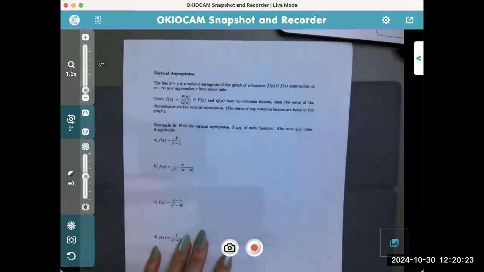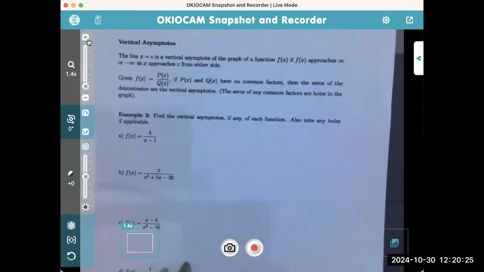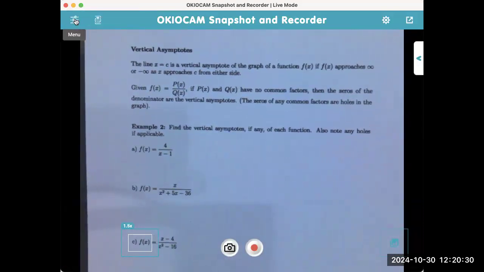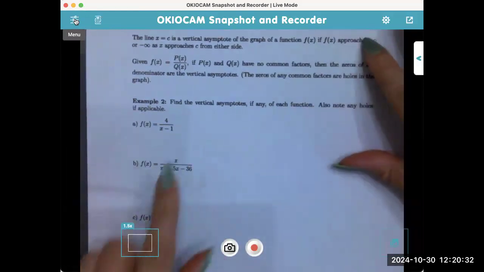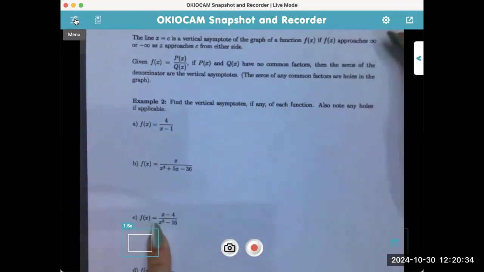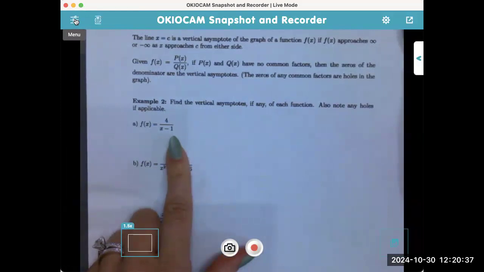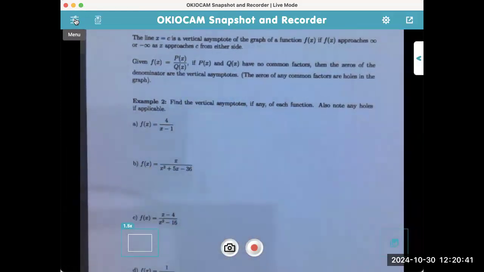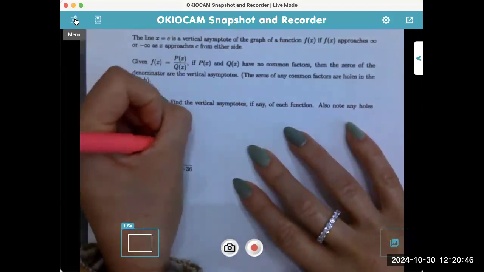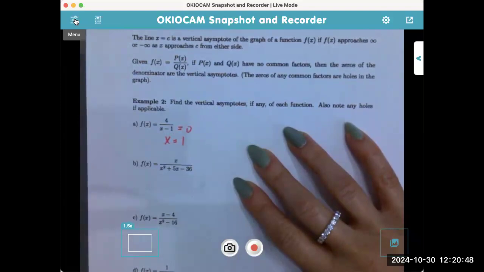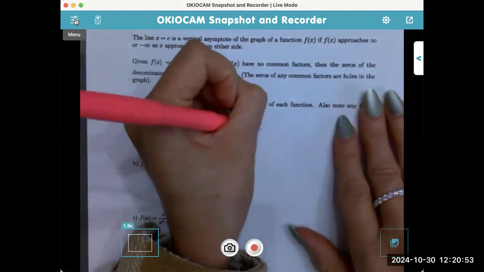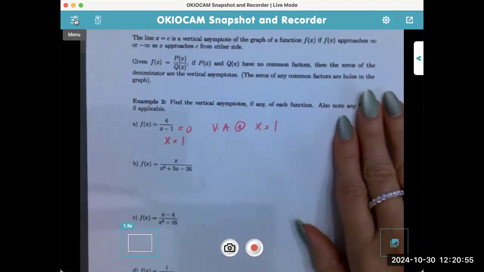So vertical asymptotes. Remember we talked about for part C, we need to be in lowest terms. And the vertical asymptotes come from whatever makes the denominator 0. So for example, for A, taking the denominator, setting it equal to 0, we see that 1 makes that 0. So we have a vertical asymptote at x equaling 1.